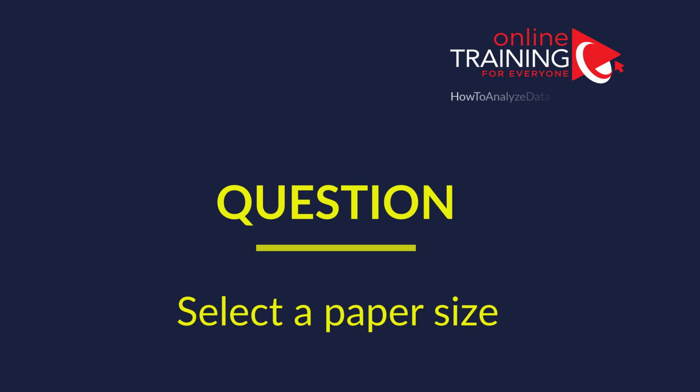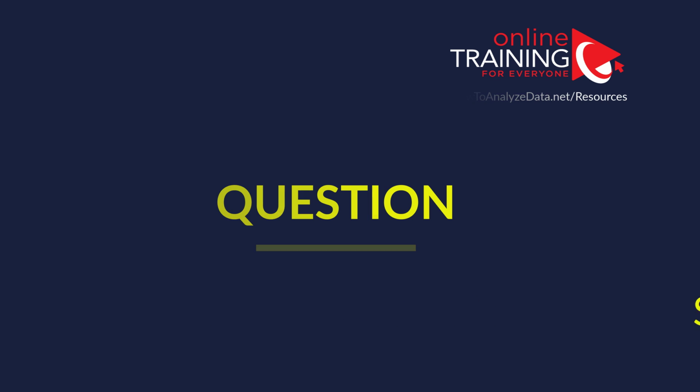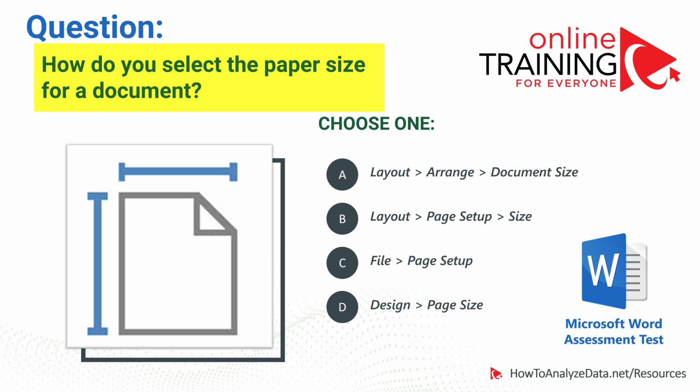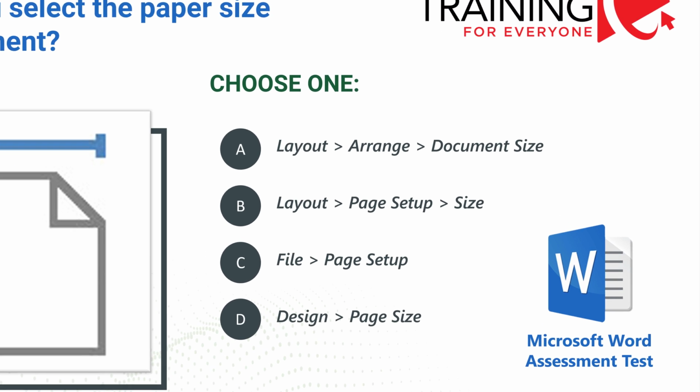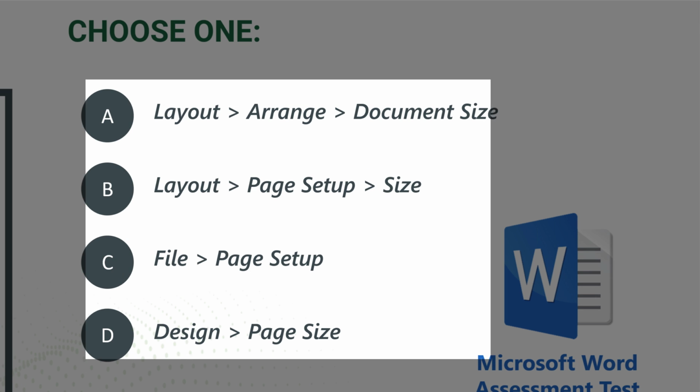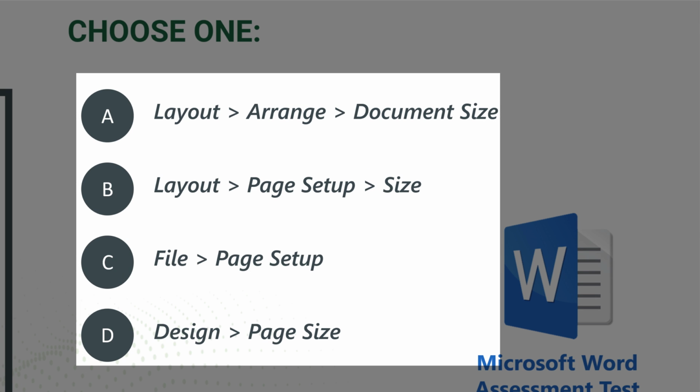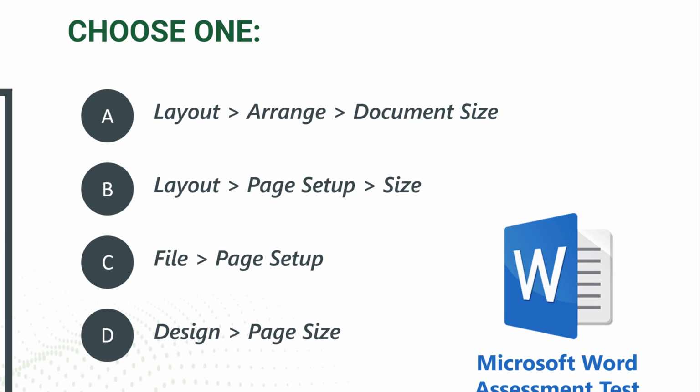Now let's look at the question which is frequently used as part of the Microsoft Word assessment test. How do you select the paper size for a document? And you have 4 choices. Choice A, Layout, Arrange, Document Size. Choice B, Layout, Page Setup, Size. Choice C, File, Page Setup. And choice D, Design, Page Size. Which one do you think is the right choice here?